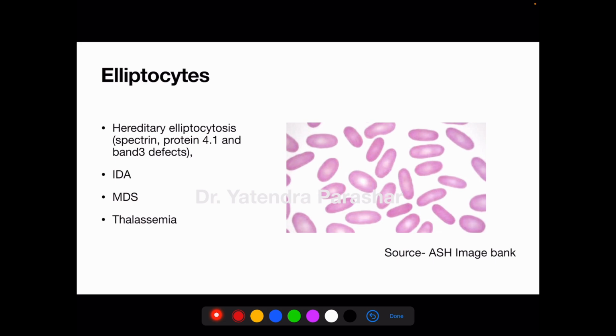Next is the elliptocytes. Elliptocytes are elliptical red blood cells which can be seen in hereditary elliptocytosis, which is a defect due to spectrin, protein 4.1, and band 3, and sometimes glycophorin C also. Other causes of elliptocytes are iron deficiency anemia, myelodysplastic syndrome, and thalassemia.